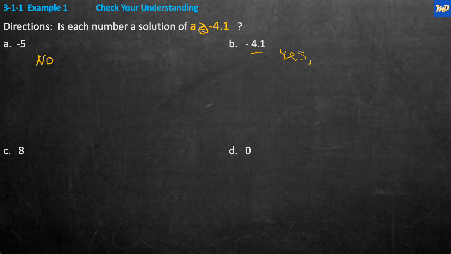How about C? Is 8 greater than or equal to negative 4.1? The answer is yes, because 8 is greater, negative 3 is, 0 is. And here's D. Is 0 greater than or equal to negative 1? The answer is yes for D also, because 0 is greater than any negative number, and any positive is greater than any negative number, right? So it's pretty straightforward.